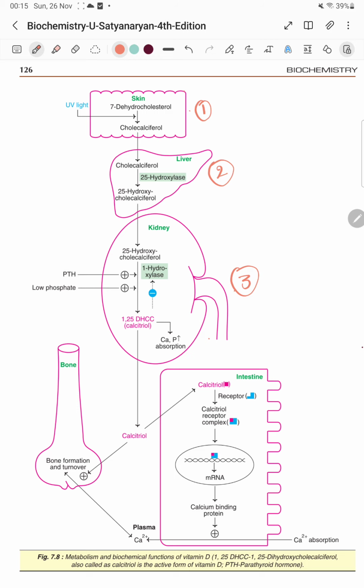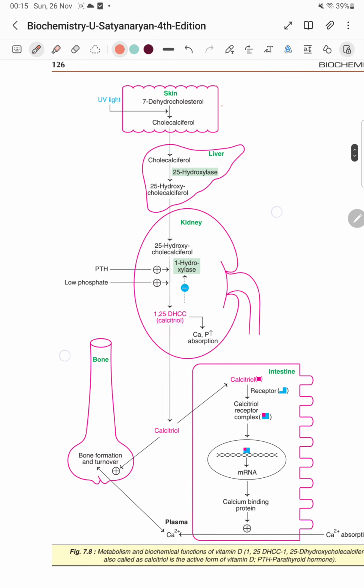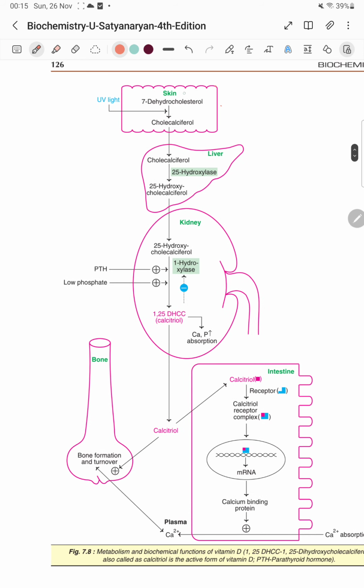As I already told you, we have three organs in our body which are involved in synthesis of vitamin D. The first one is skin, second one is liver, and the third one is kidney. Now the skin starts the synthesis of vitamin D. Now you can see here, this is a skin part, and here in the skin and epidermis of some other organs, 7-dehydrocholesterol will be synthesized.